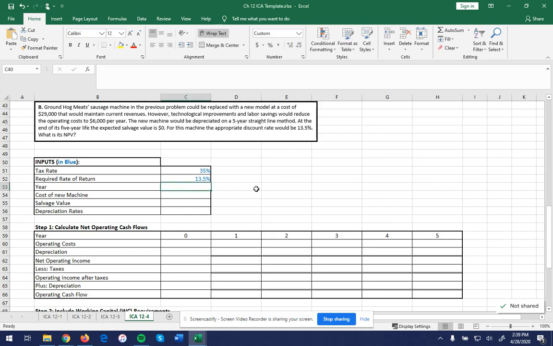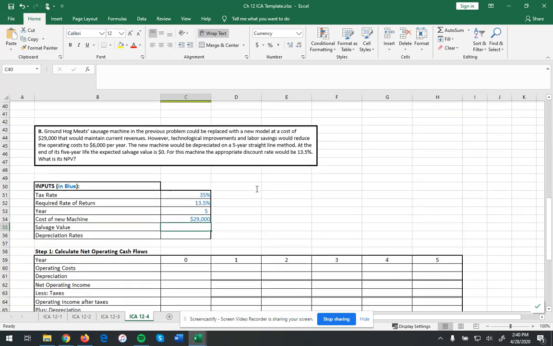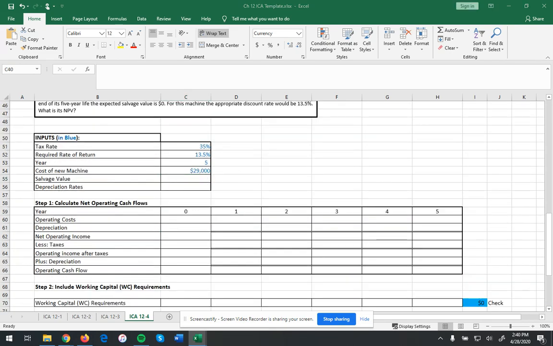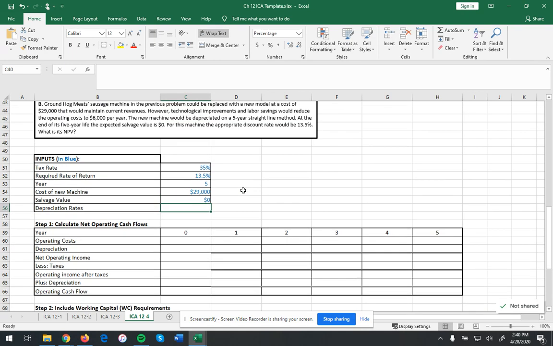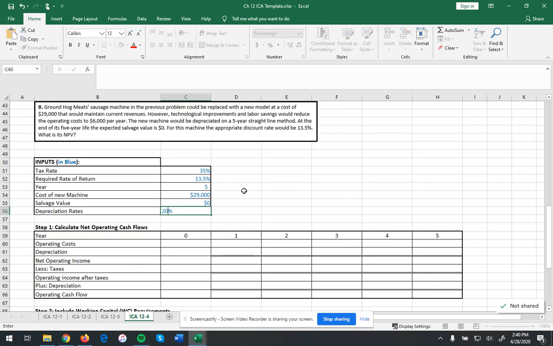Okay, so years would be 5. We're going to go with 5 years. Cost of the new machine, $29,000. Salvage value on this one, does it tell us? Nope, it doesn't tell us that. Okay, so no salvage value on this. Not worried about it. Depreciation rate, 20% per year.